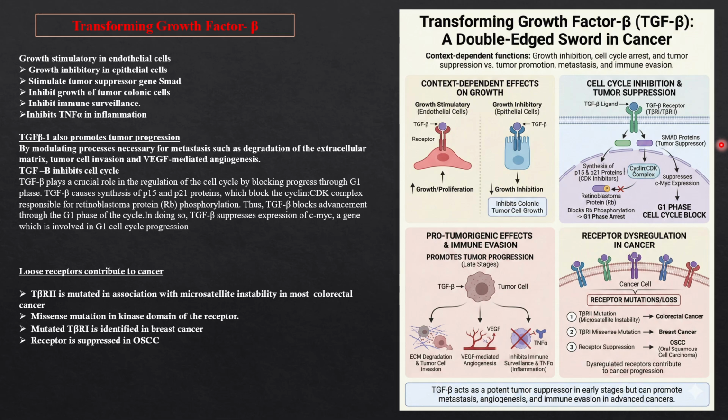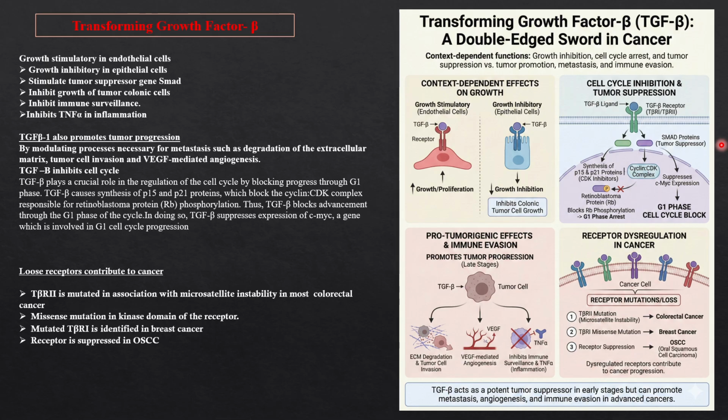TGF beta is a double-edged sword in cancer. It highlights the dual role of TGF beta in cancer, acting as both tumor suppressor and tumor promoter, depending on the stage and the cellular context. In normal epithelial cells, TGF beta inhibits growth by inducing cell cycle arrest, and it activates the SMAD protein, which increases the expression of CDK inhibitors such as P15 and P21, while suppressing CMYC and preventing the phosphorylation of the RB protein, which blocks the progression of the G1-S phase.